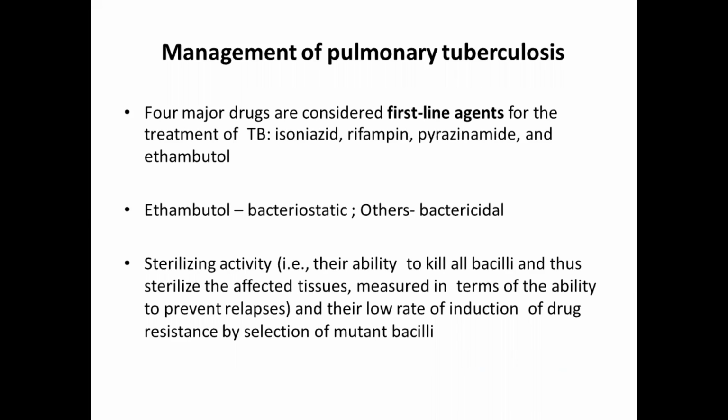For the first line agents, there are four major drugs: isoniazid, rifampicin, and pyrazinamide, which are bacteriostatic, and ethambutol, which is bactericidal. These four drugs are chosen as the first line agents as they have sterilizing activity, that is, the ability to kill all bacilli and thus sterilize the affected tissue, as well as a low rate of induction of drug resistance. As I have already told you, since you are going to give a patient a long term of anti-tubercular treatment, you should be cautious that the patient shouldn't develop any drug resistance.